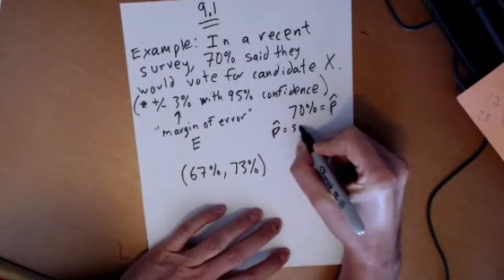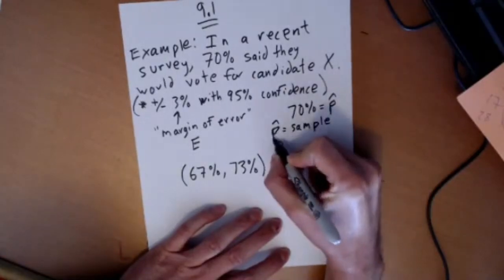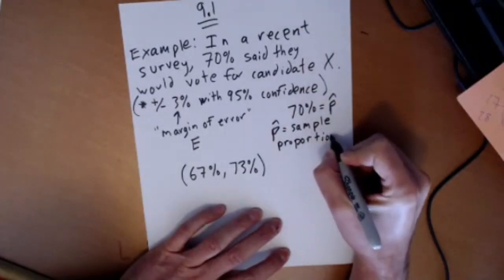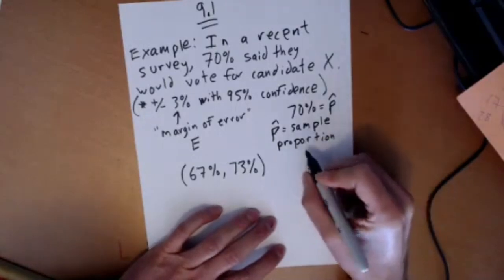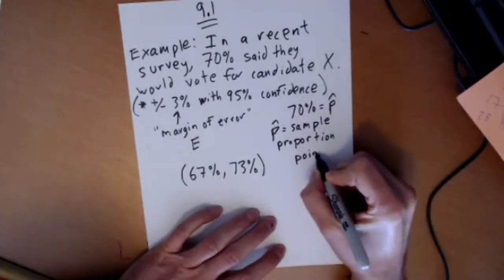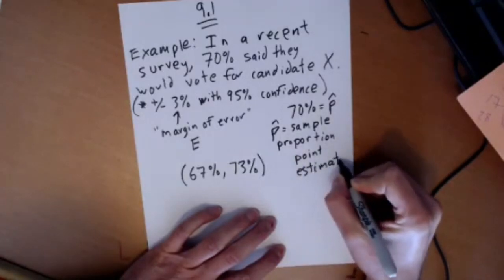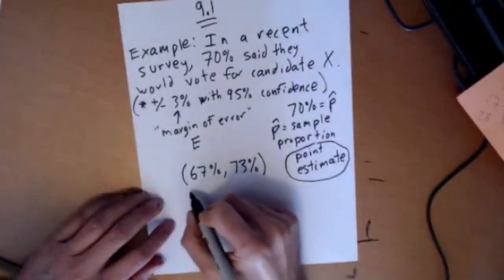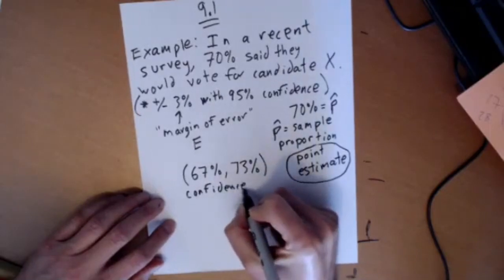P hat is a sample proportion. It's sometimes referred to as a point estimate. So a point estimate as opposed to a confidence interval.